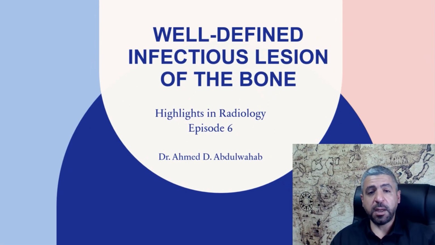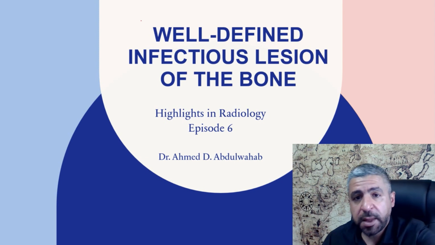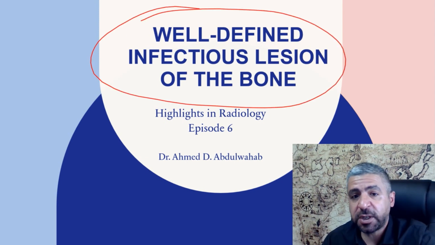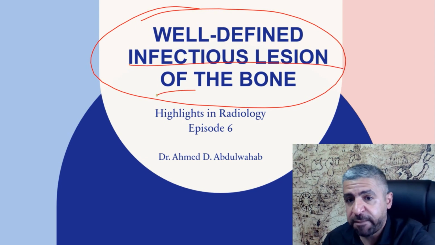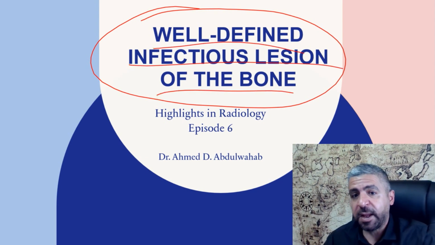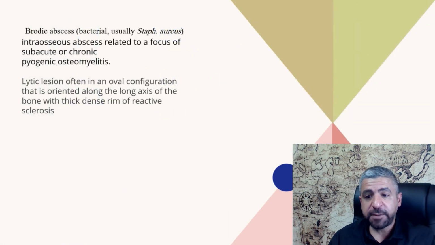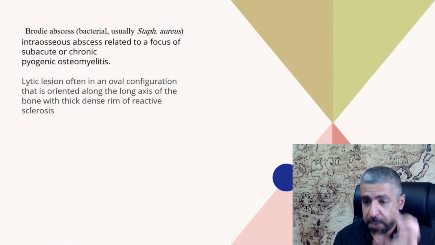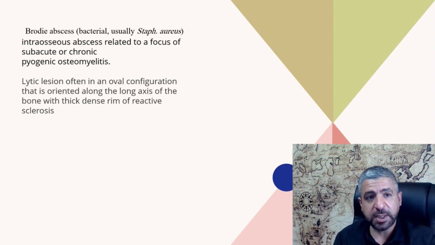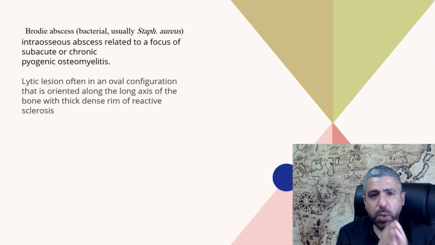Okay, so today's topic will be about the well-defined infectious lesions of the bone. If we have infectious lesions of the bone and they are well defined, what can the differential diagnosis be? So the first differential diagnosis, and the most common, is Brodie's abscess. Brodie's abscess is an abscess that happens within the bone.